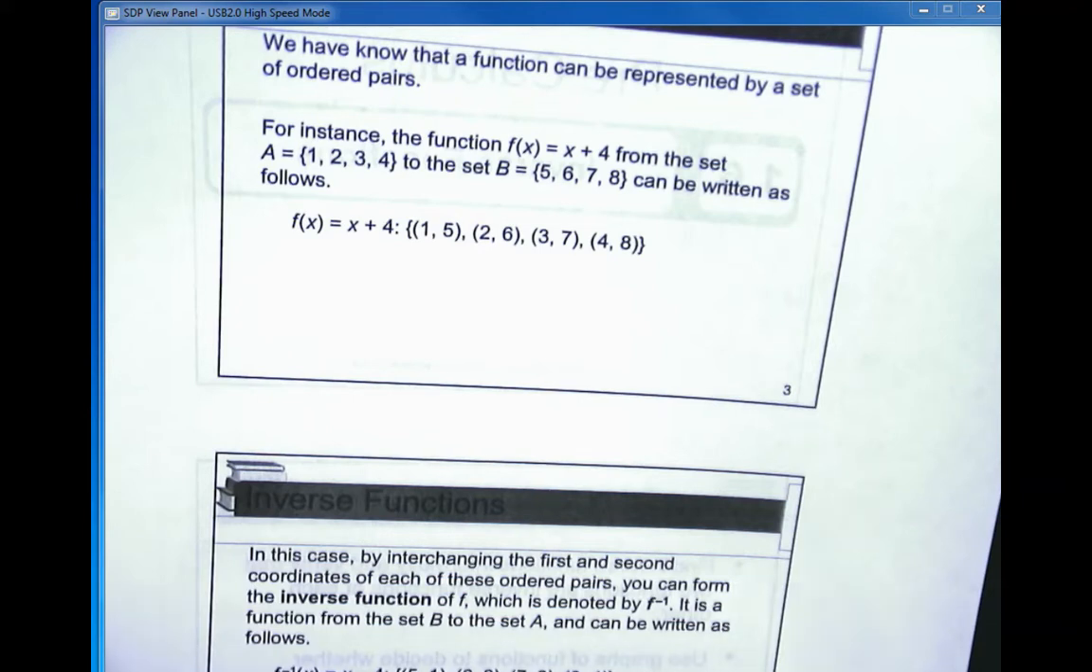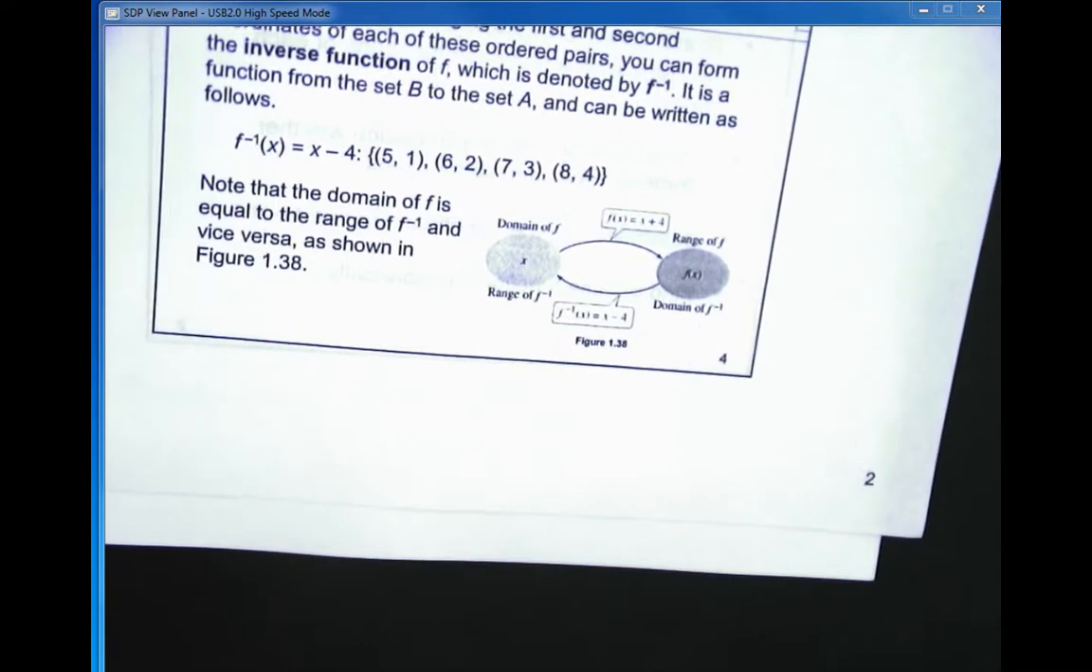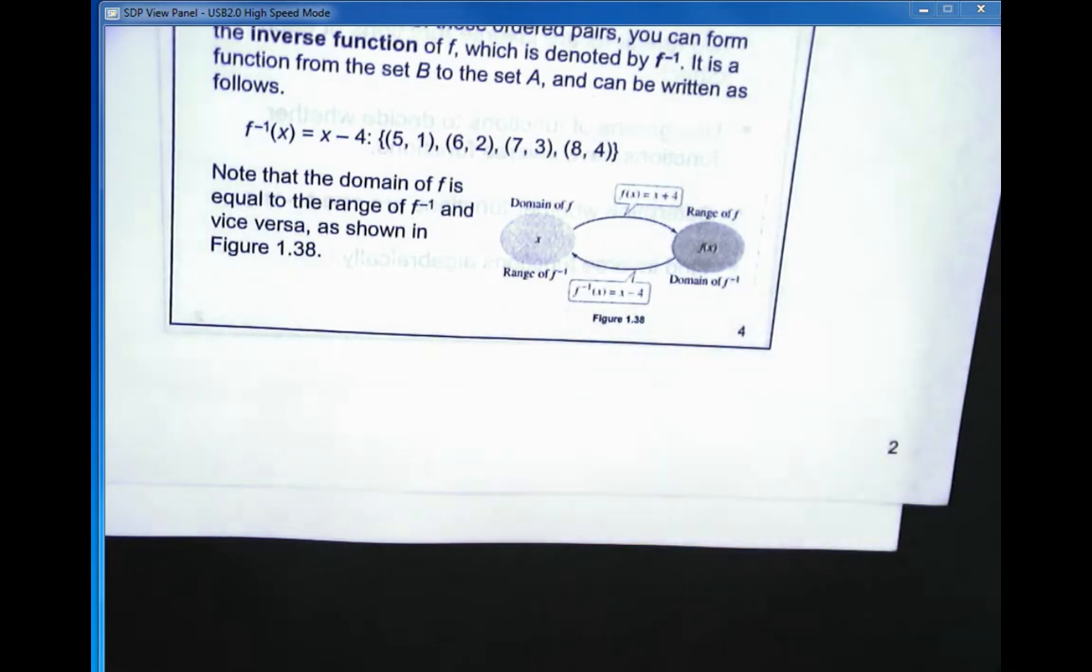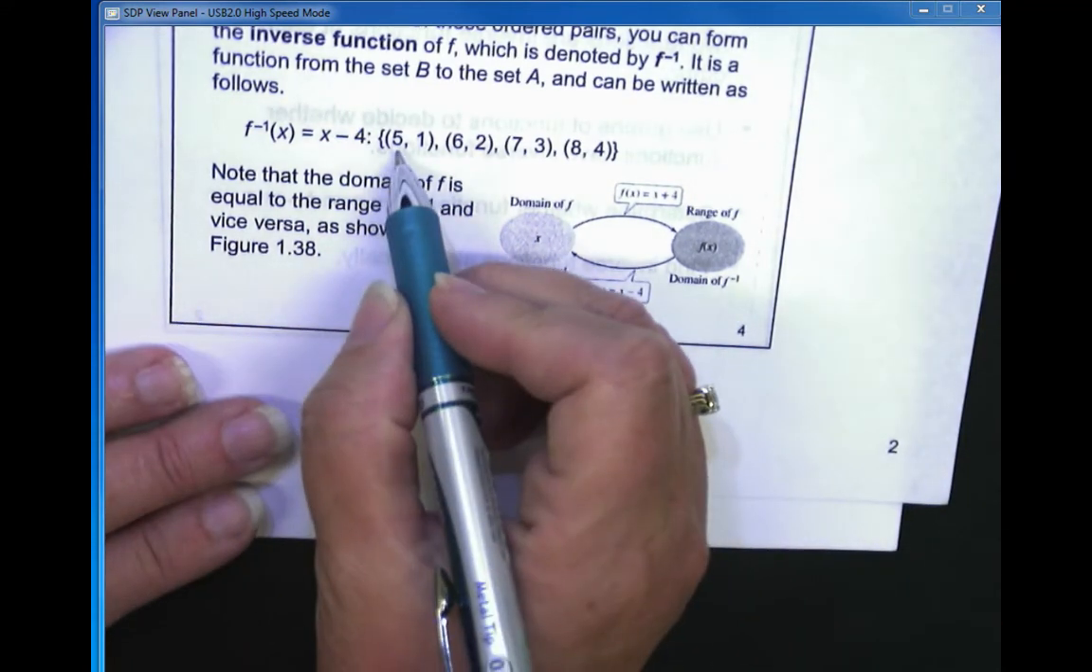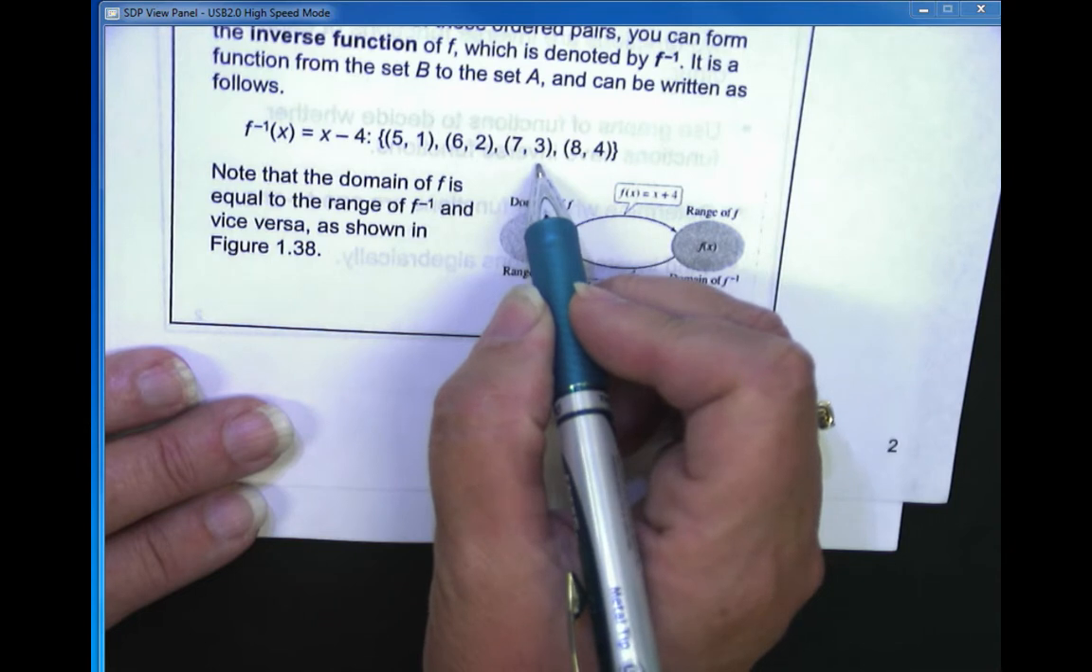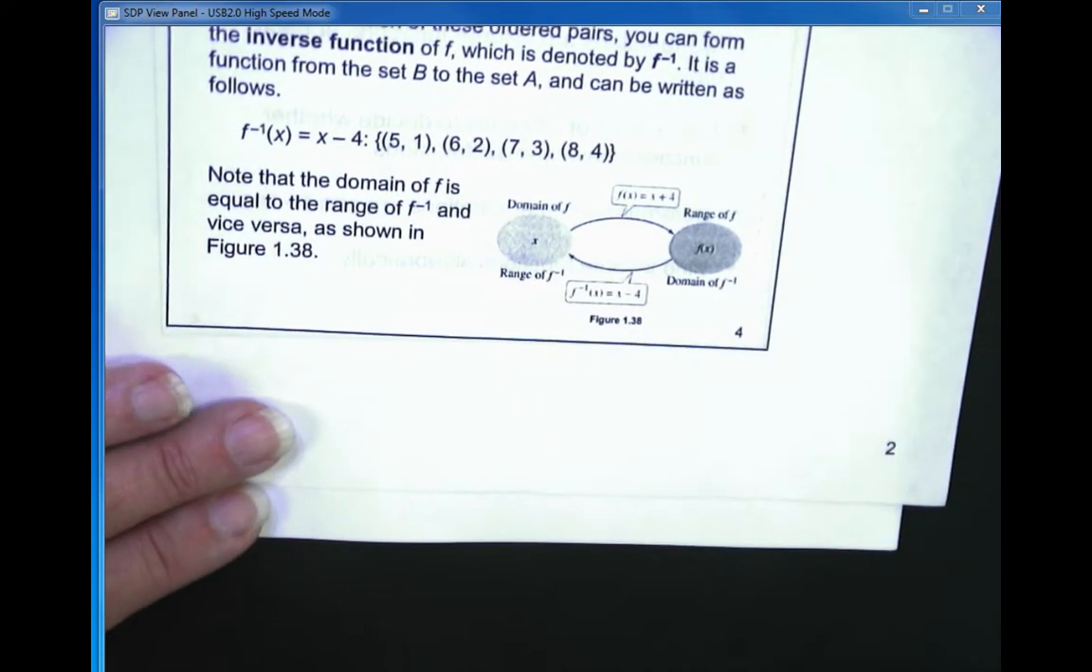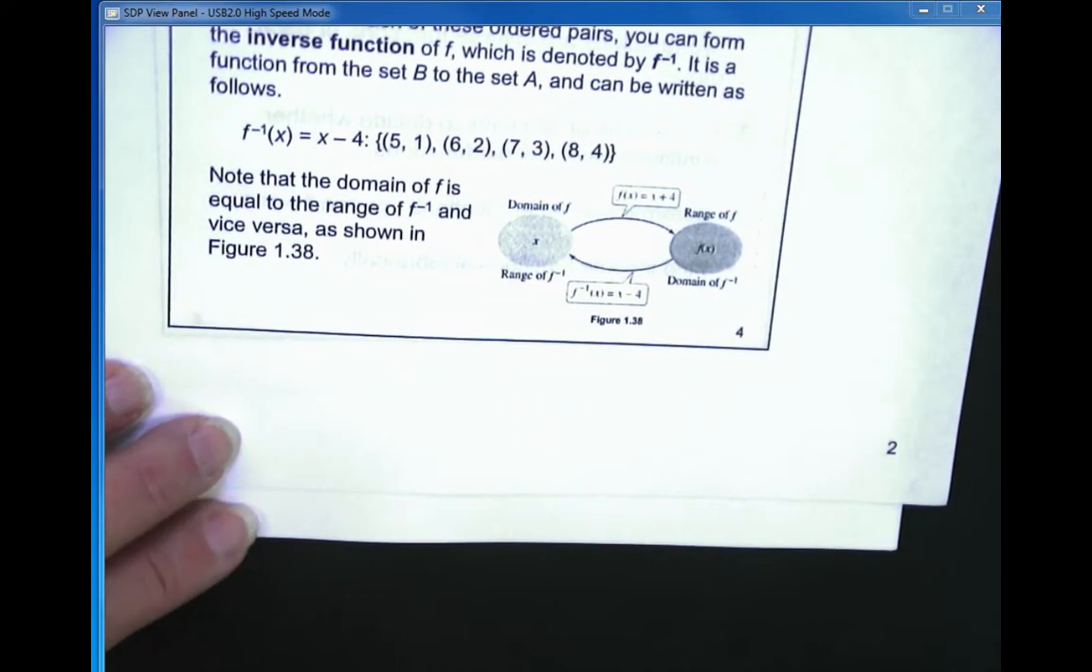Now, when we reverse that, the 8, the 7, the 6, the 5 become the new set A. And then the 1, 2, 3, and 4 become the new set B. That's what an inverse is. It just switches up your x's and your y's. That's exactly what this is saying down here, that you just interchange. So the inverse would be (5, 1), (6, 2), (7, 3), (8, 4). Does that make sense? That's all they do, the ordered pairs switch.